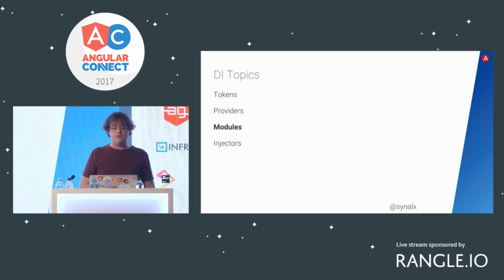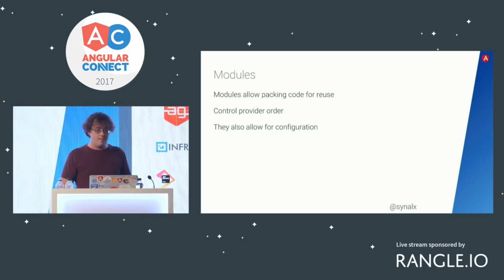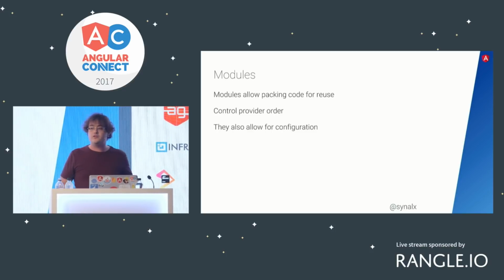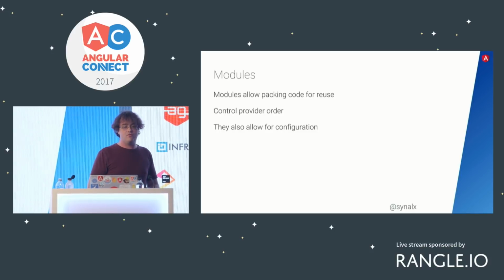So we've already talked about modules a little bit as we build out the retry module. But we're going to learn a few more things about them. So we've seen how modules package code for reuse, and also a little bit about how they affect the ordering of providers. And we'll take a look at their role in providing a nice API for user configuration that's better than what we've come up with so far.